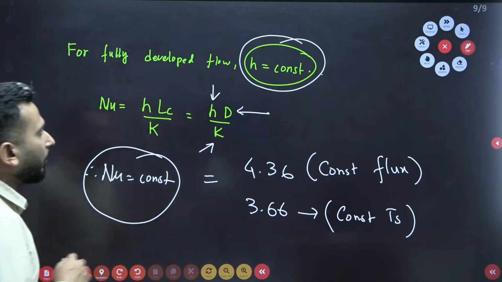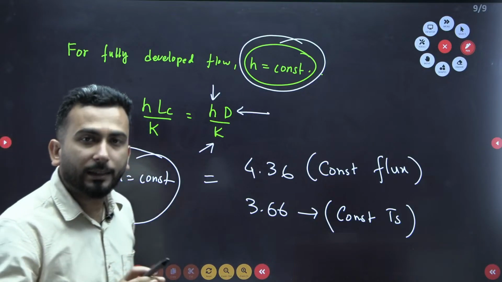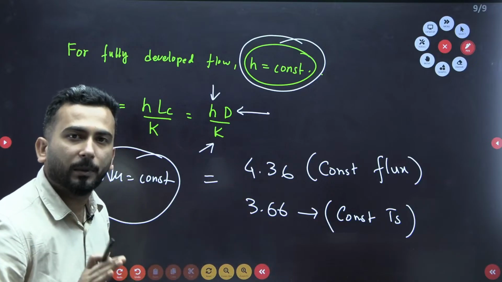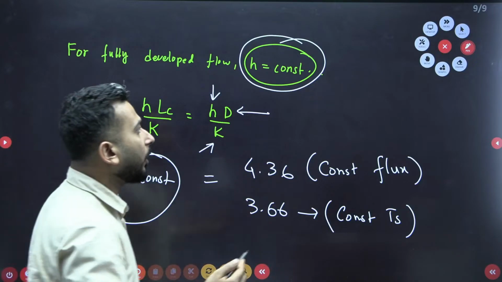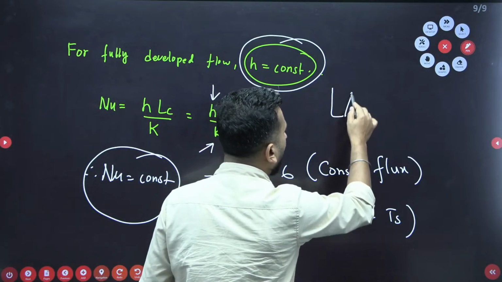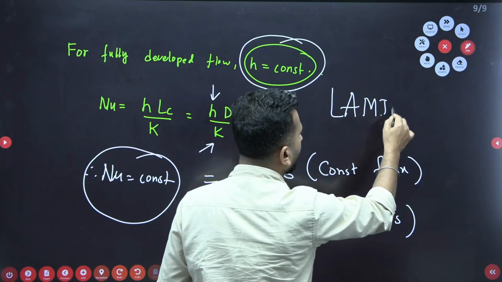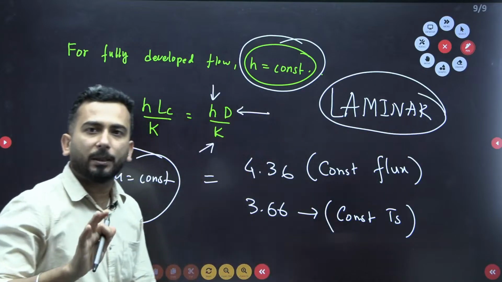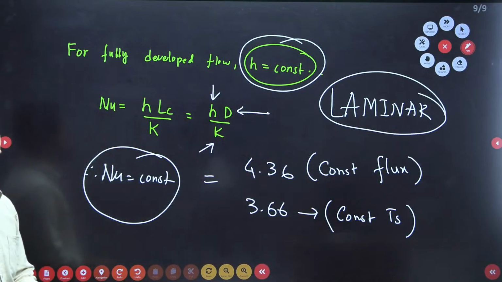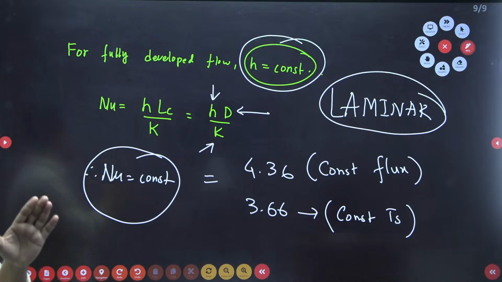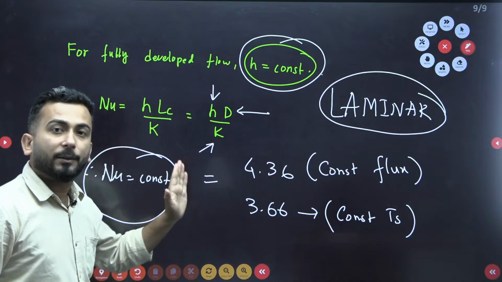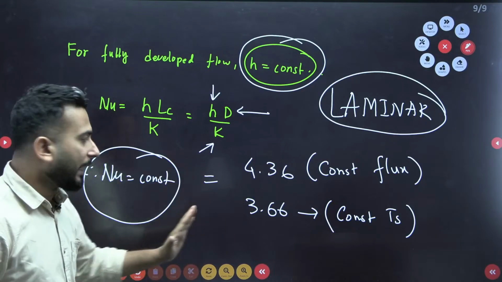Now, all these discussions, whatever we have done till now, this Nusselt number remains constant for what? For laminar flow. For laminar flow, this Nusselt number remains constant.